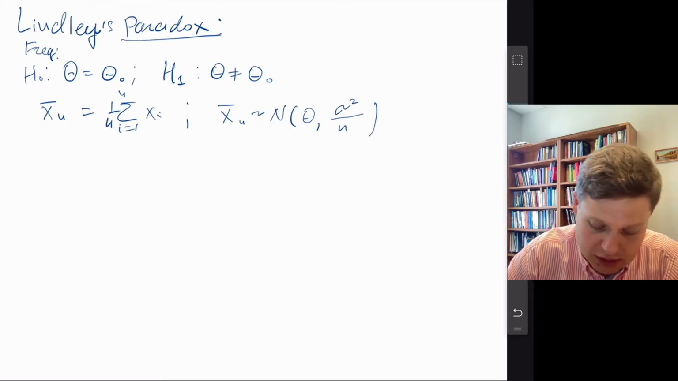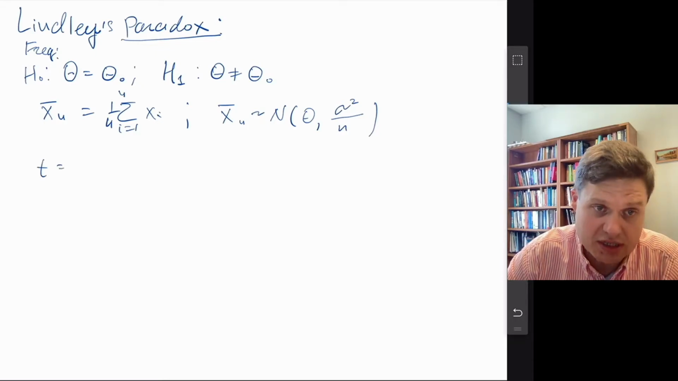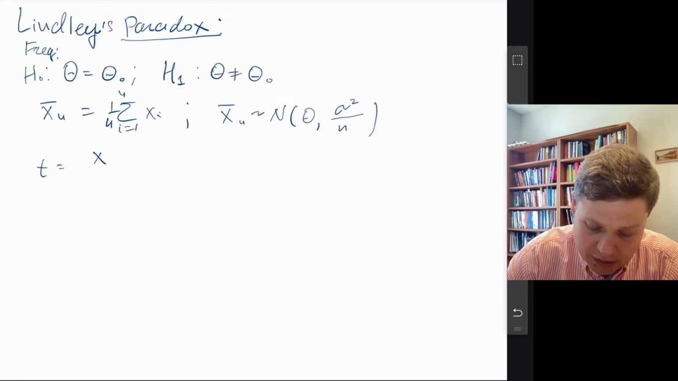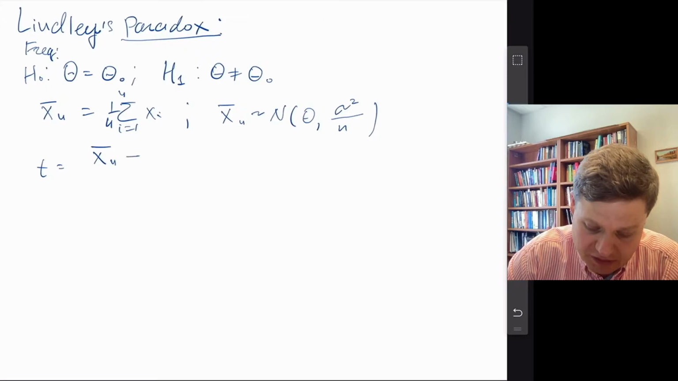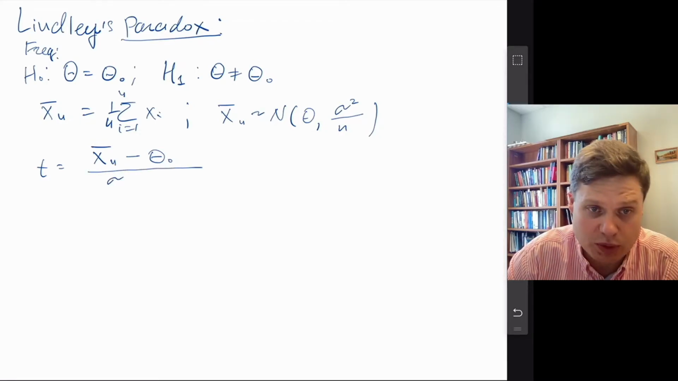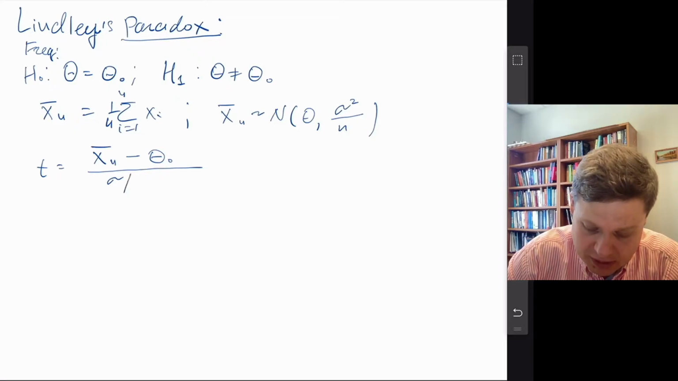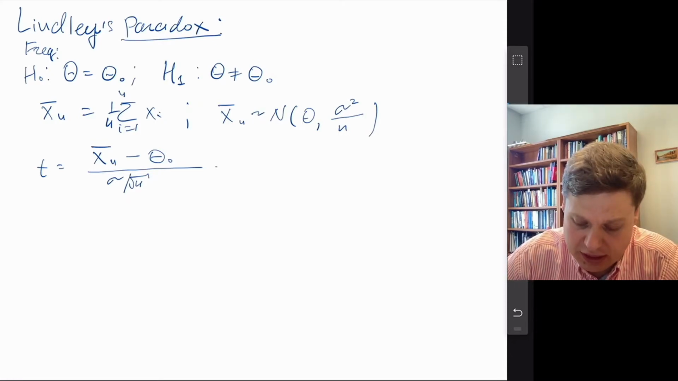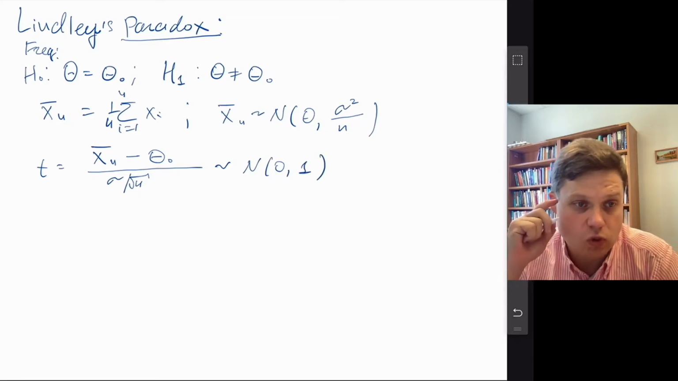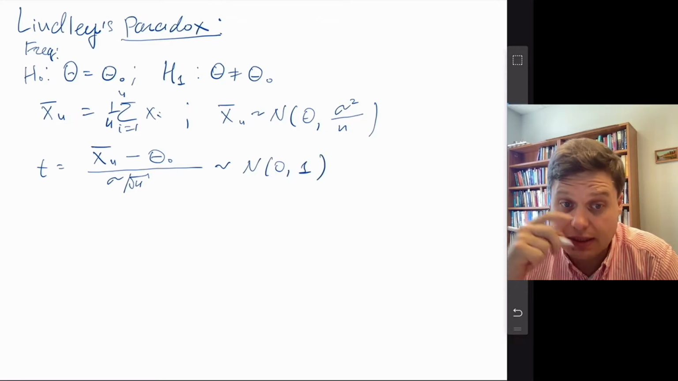And then we calculate the t-statistic. t is just the distance between the calculated average and the value specified in the null hypothesis, and we measure this distance in standard deviations. So we divide by sigma divided by square root of n. And we know that the t-statistic follows a standard normal distribution, 0, 1, under the null hypothesis.